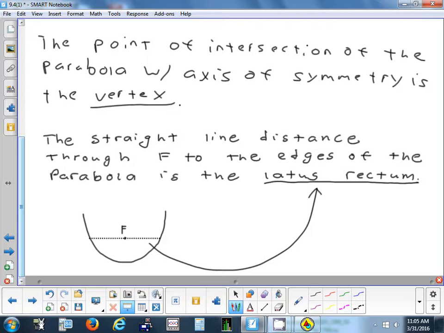Because of course the width is always changing as it goes out more and more. And so again, if you see a problem in the homework and it asks you to find the latus rectum distance, don't worry about that part of the problem. But I just want you to know what it is. Okay, questions on that?